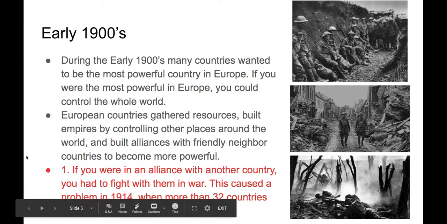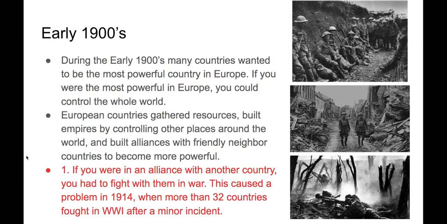Early 1900s. So let's think about where we have been at. In the early 1900s, many countries wanted to be the most powerful country in Europe. They thought if you were the most powerful country in Europe, you could control the whole world. So think about what we learned about before this all happened. We were talking about factories, right? Building resources. And so that's going on.